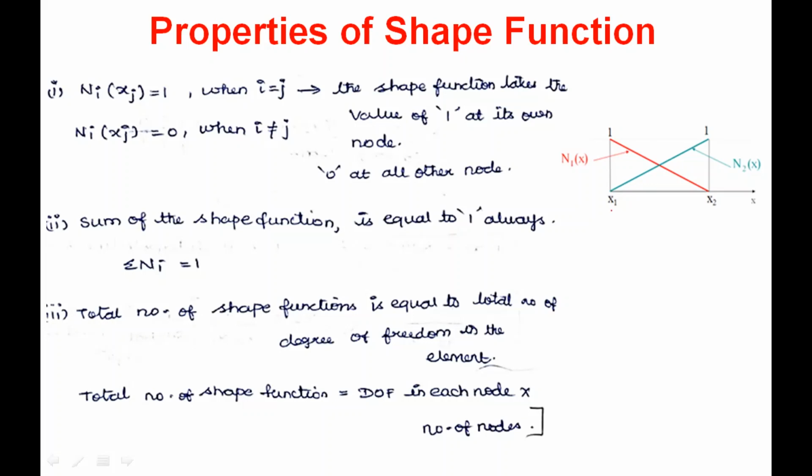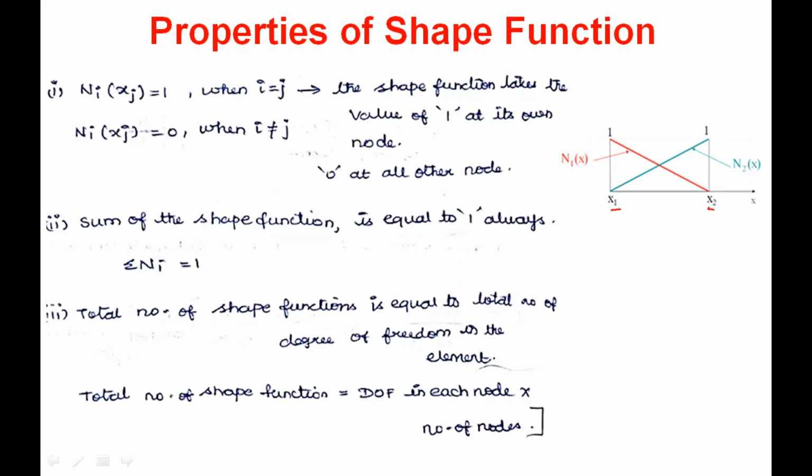So this is the graphical representation. You see, this is x1, x2, that is node 1 and node 2. This red color line indicates how the shape function 1 is varying from node 1 to node 2. Blue color line is representing how the shape function 2 is varying.